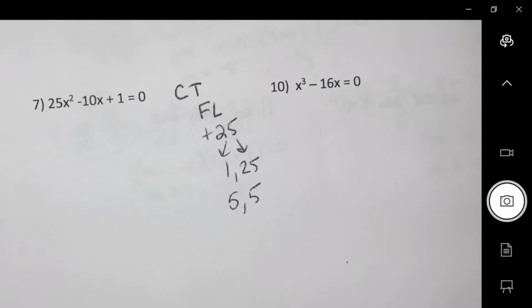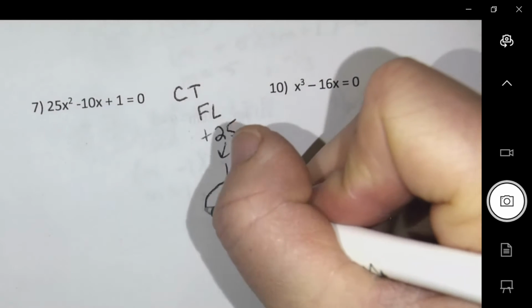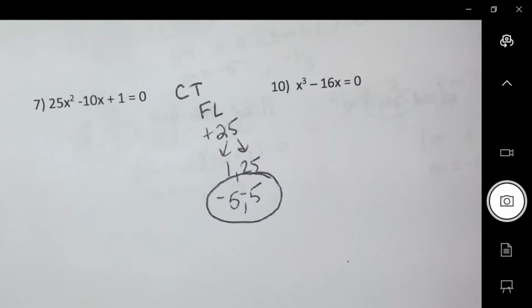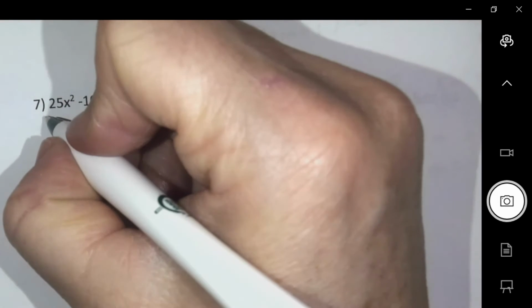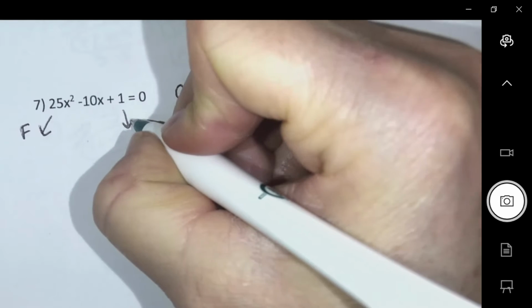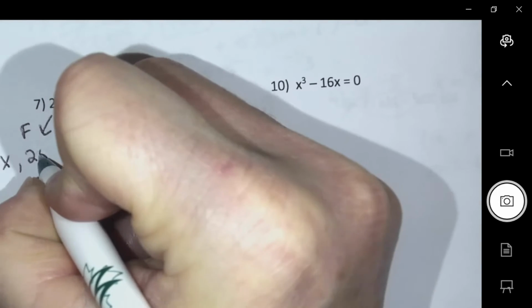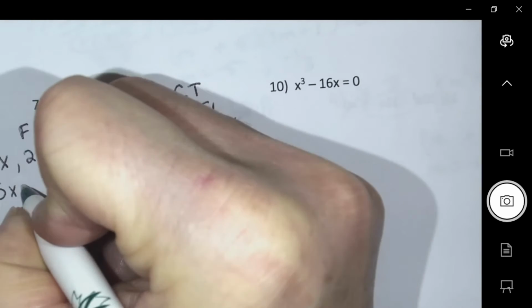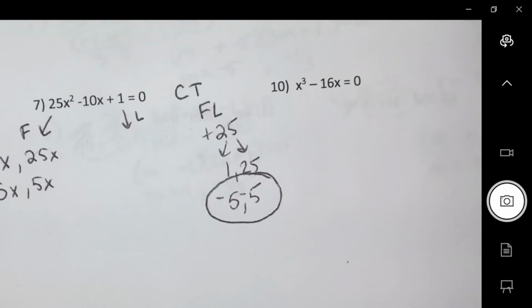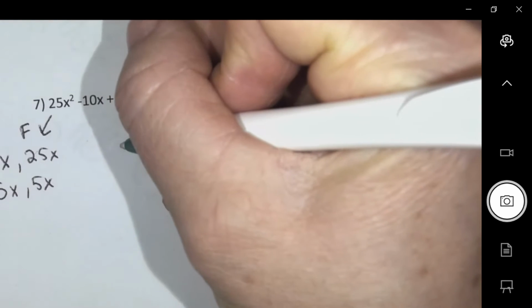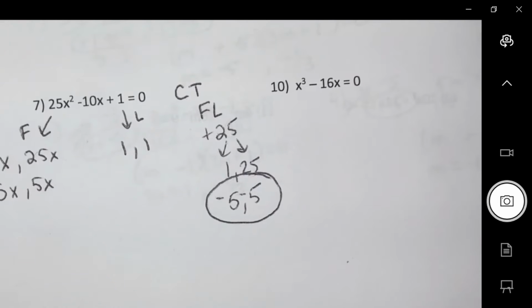Which option would make a negative 10? Negative 5, negative 5. Okay. Let's write our options down for the F and our options down for the L. So we could do an x and a 25x or a 5x, 5x. That's the only way you could possibly get that. And in the last, the only thing I can do is 1 times 1.